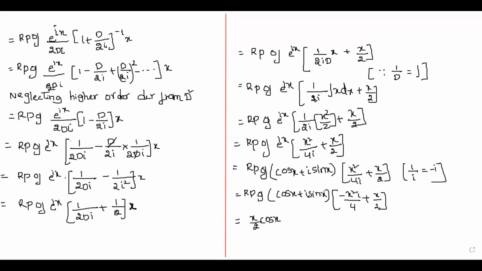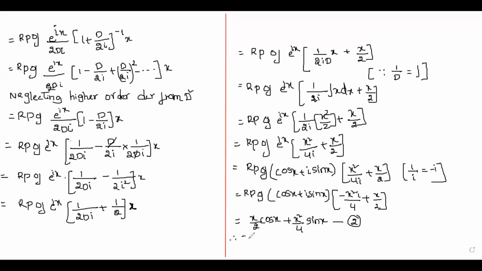Next, plus i sin x into minus x square i by 4. So i and i becomes i square, and i square produces minus 1. So minus into minus here becomes plus x square by 4 into sin x. And the term i sin x into x by 2 does not come, because it comes under the imaginary part. So this is our particular integral after collecting only the real part from the obtained solution.